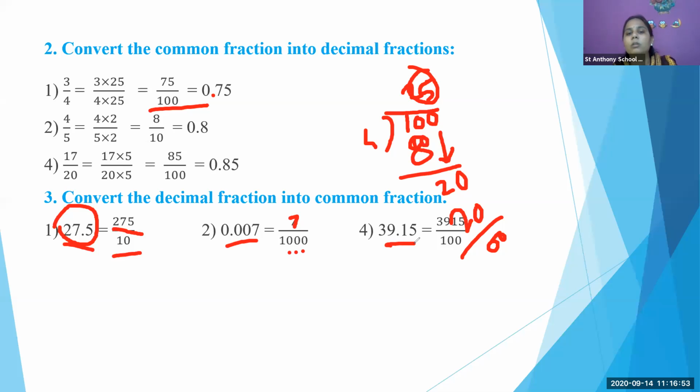Now 39.15. So we'll write here 3915 as it is. How many digits are there after the decimal point? Only 2 digits. So I will write here 3915 upon 100.